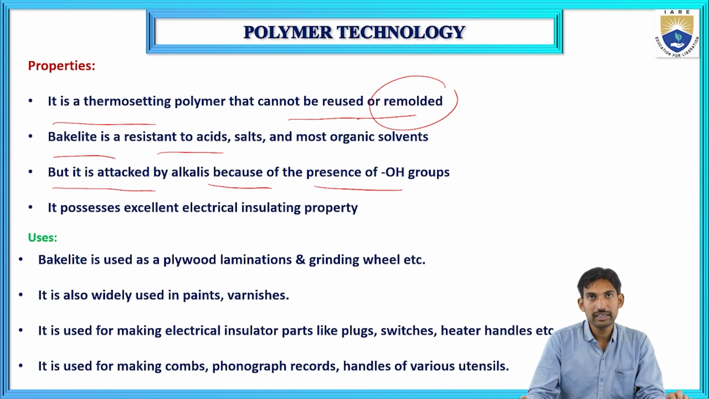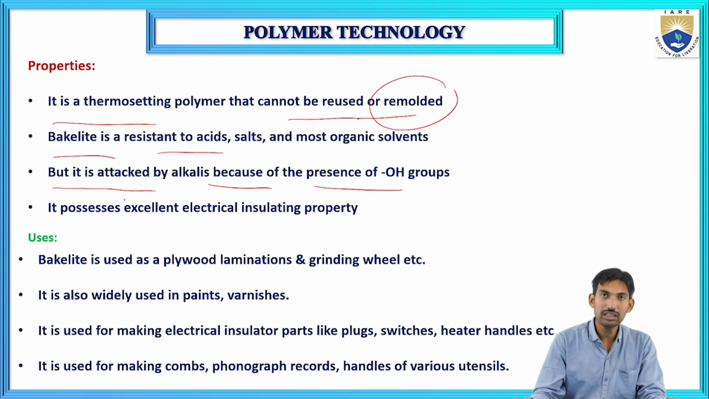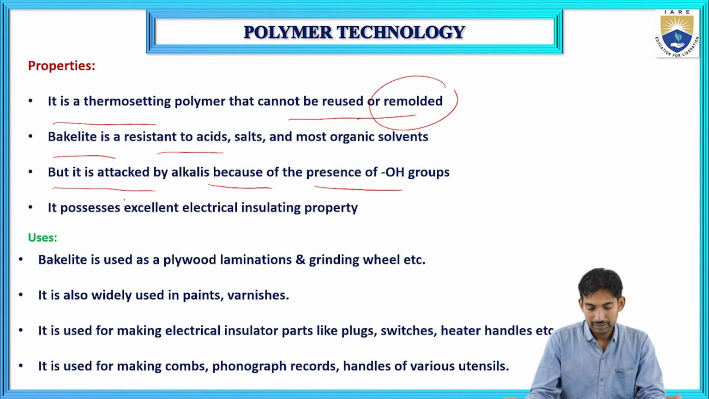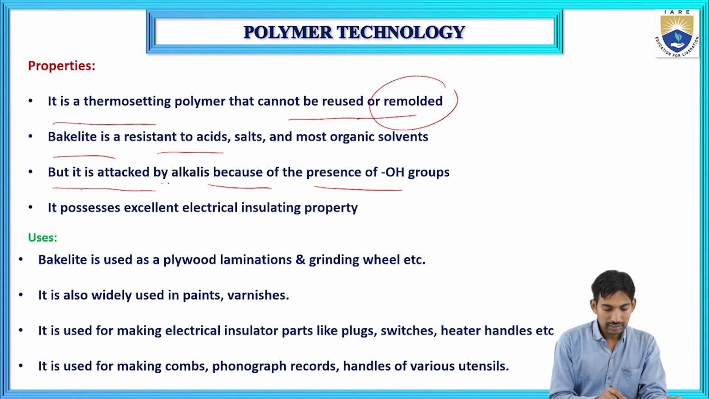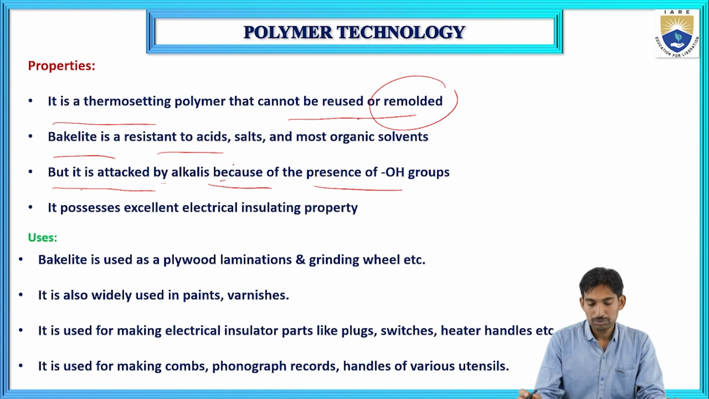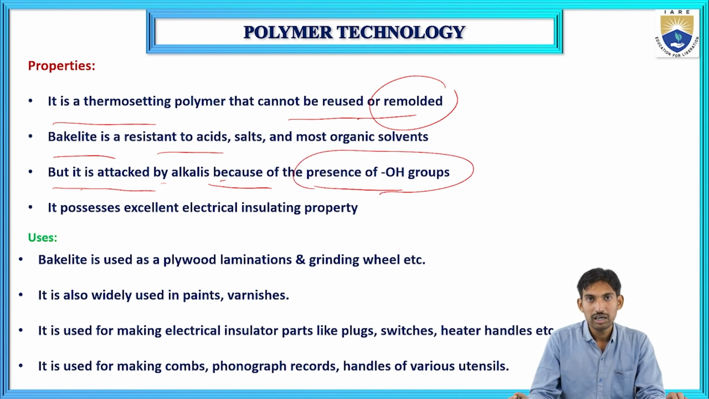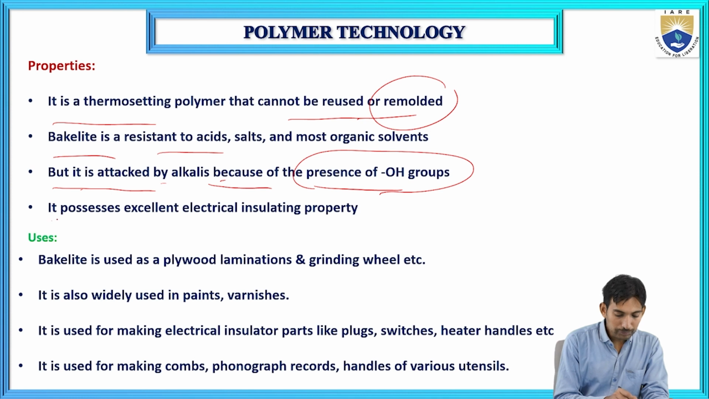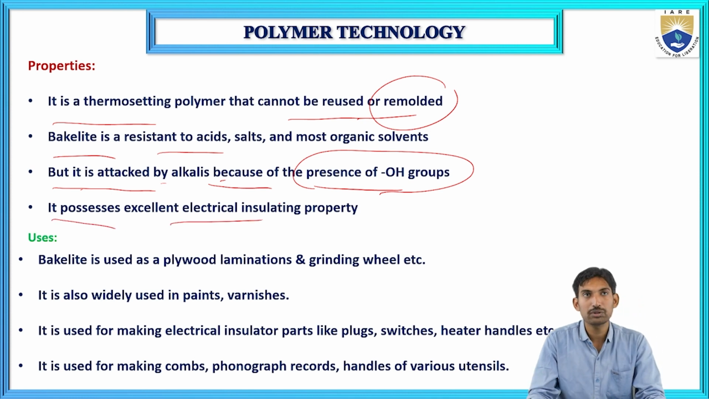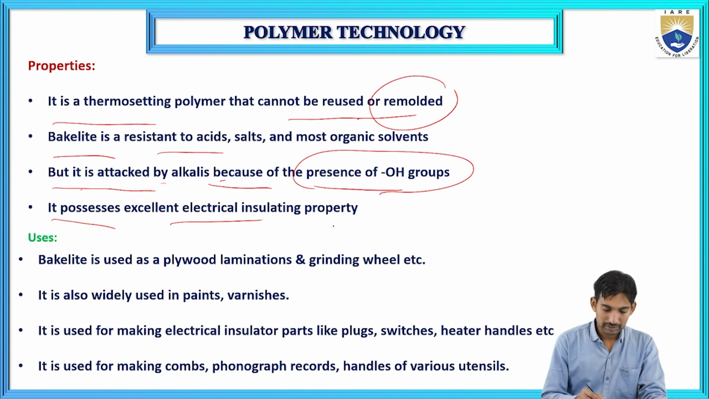All the bakelite molecules are soluble in alkali medium. It is attacked by the alkali because of the presence of OH groups. Because of the OH functional groups, bakelite polymer is soluble in alkali medium. Bakelite possesses excellent electrical insulating properties.